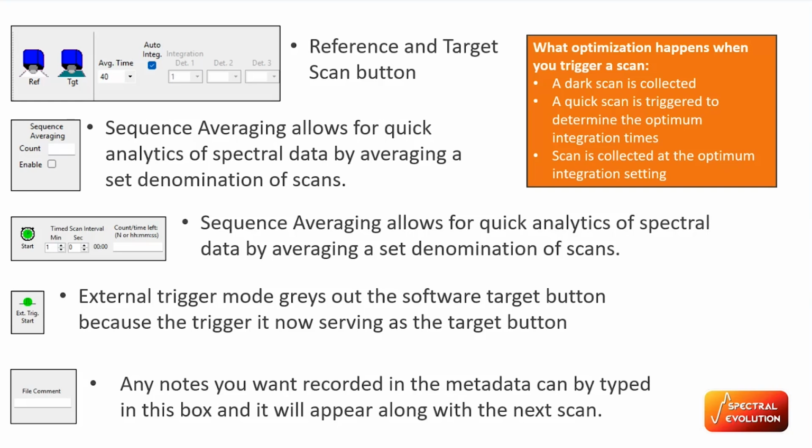But when you hit the target button, there's an auto optimization step that happens under the hood of the instrument. A dark scan is collected, and then a quick scan is triggered to determine the optimum integration for each of your 3 detectors in the instrument. Then the scan will initiate with whatever averaging time you set. So if it's 40, it will take 40 scans at the optimum integration.